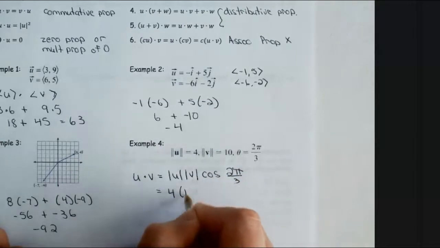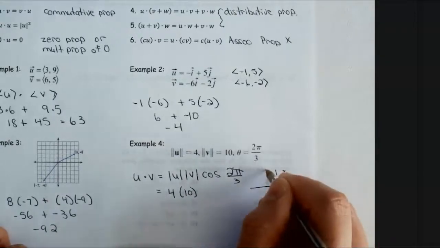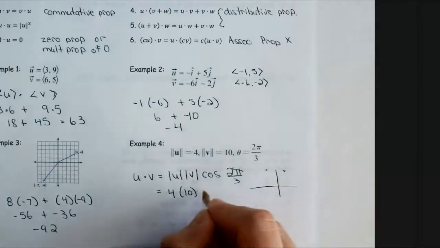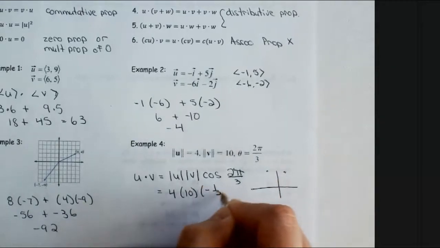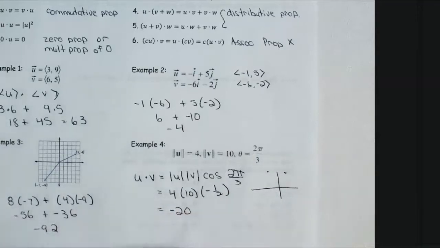So we've got 4 times 10 times the cosine of 2/3, 1/3, 2/3. So that would correspond with a negative 1/2. And finally, we end up with negative 20.